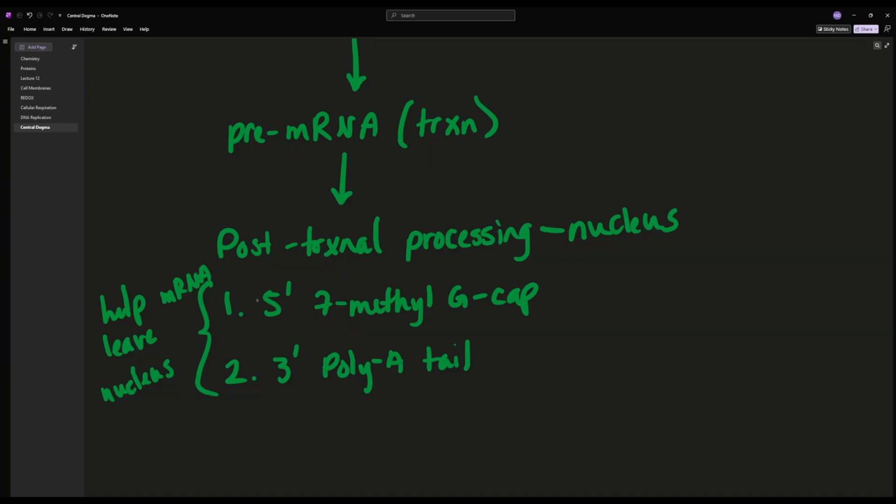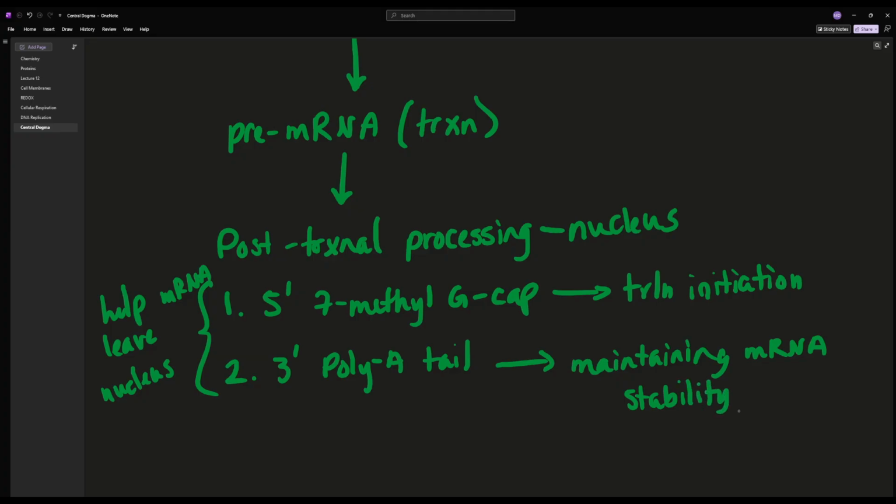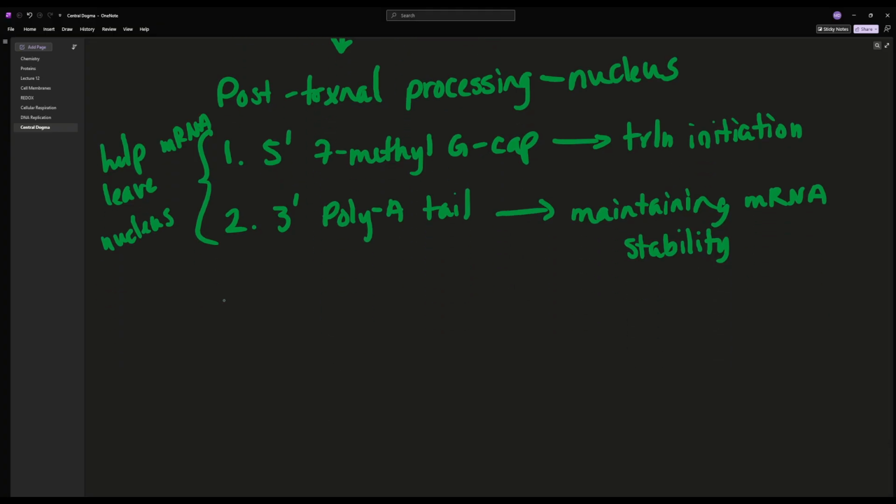Okay, more specifically, or in addition to this, the methyl G cap will be important for translation initiation in eukaryotes. And the poly A tail is important for maintaining or increasing the mRNA stability. So in other words, it helps resist degradation. As the poly A tail shrinks over time, it becomes less and less stable until it gets fully degraded. Okay, finally, we get splicing.